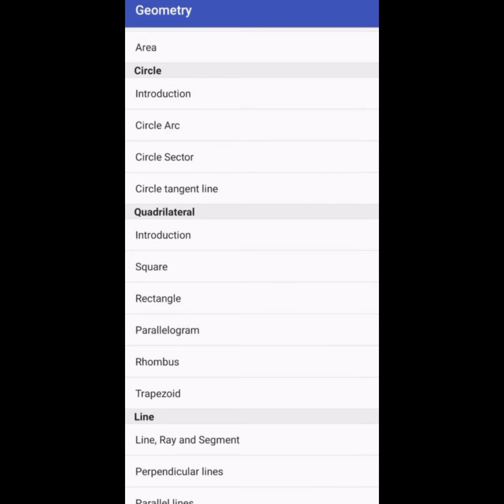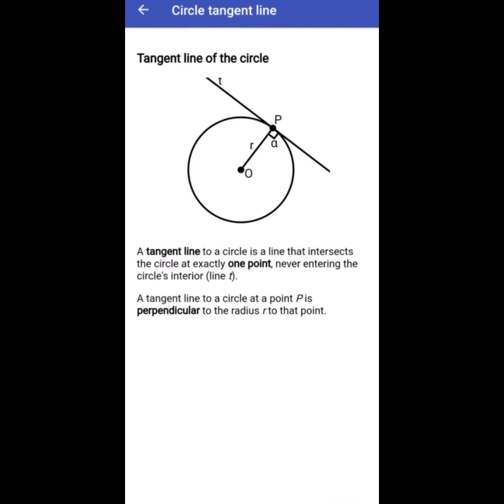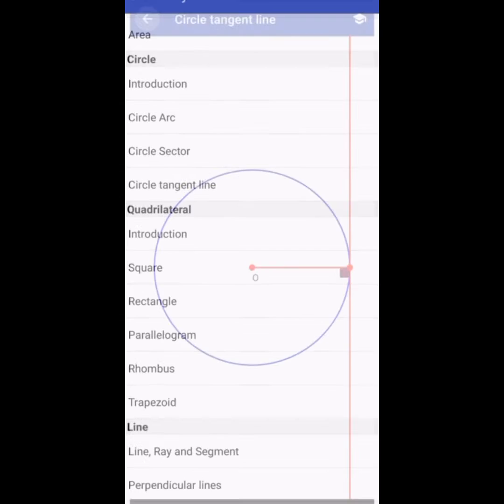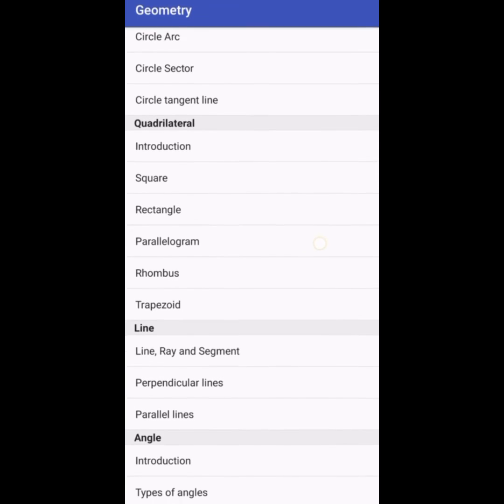Now let's move on to the circle tangent line. A tangent line to a circle is a line that intersects the circle at exactly one point, never entering the circle. So that is the circle tangent line.